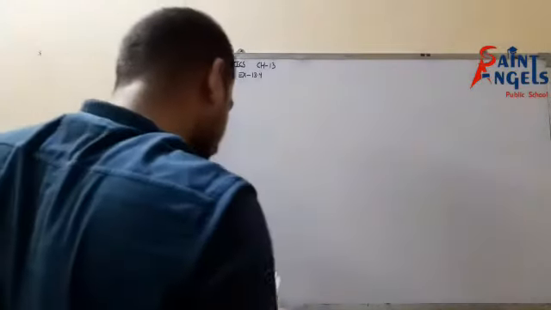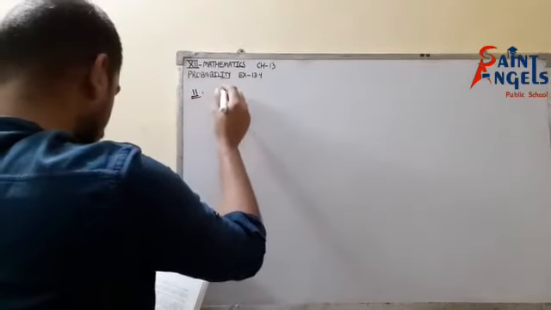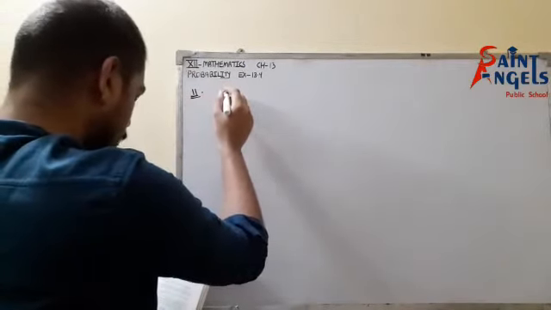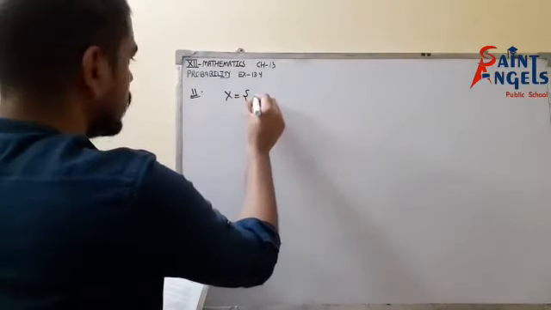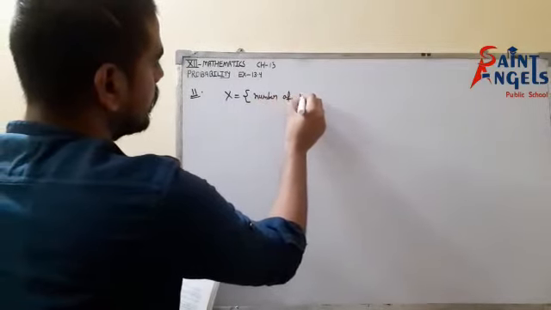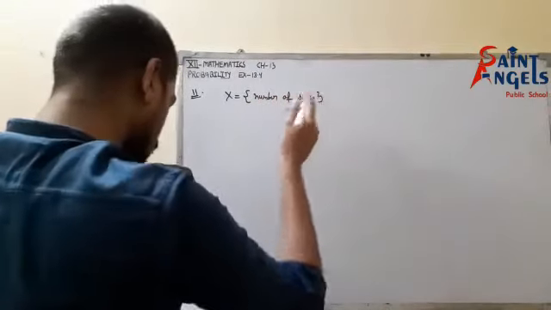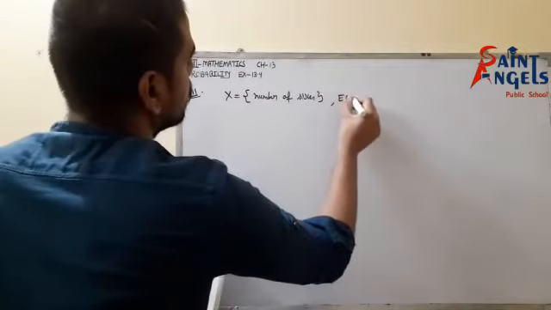First of all, question number 11. Two dice are thrown simultaneously. If x denotes the number of sixes, find the expectation of x. We have to find E(x).